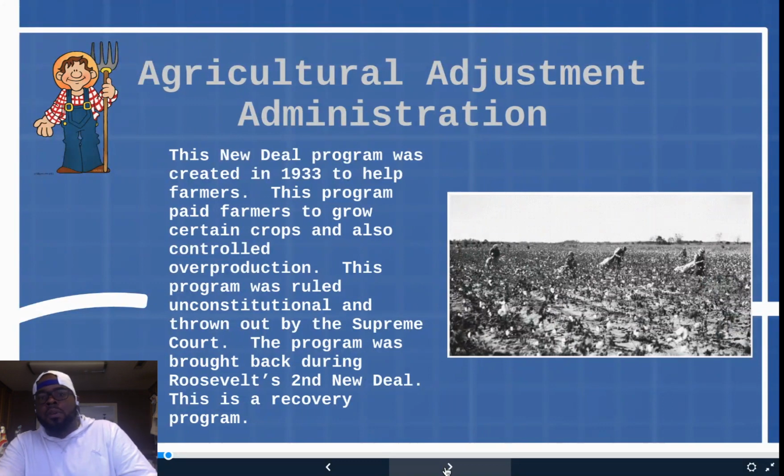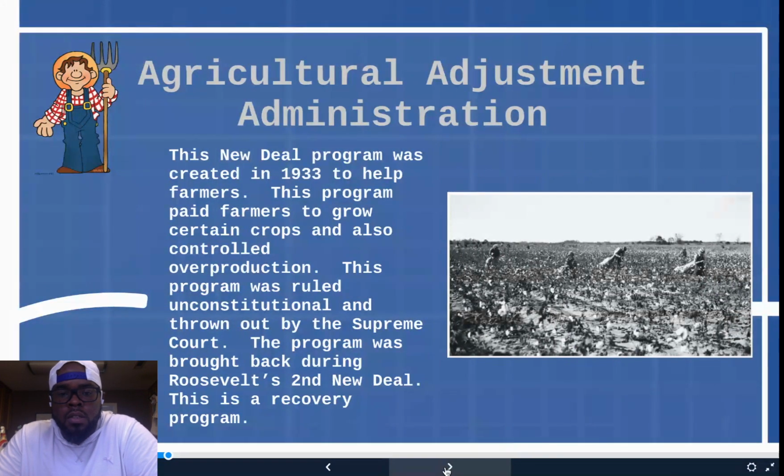In this case here, this was developed in 1933. This was a recovery program. This was part of FDR's second New Deal program. And the goal here was to pay farmers to grow certain crops. This was to help control overproduction. This was later to be ruled unconstitutional by the Supreme Court. So we no longer have it, but it was thrown out by the Supreme Court because of that.